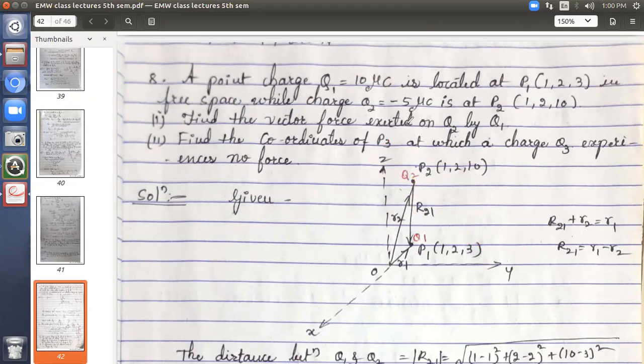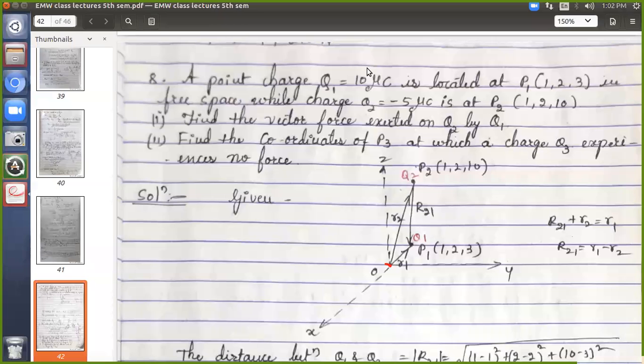Find the vector force exerted on Q2 by Q1. Again, it is simple. F2 we need to calculate. This is the origin point. Check out, charge Q1 is positive. Q1 is positive. If you see the charges, Q1 and Q2, again, they are of two different signs, positive and negative. Depending on that, you just check out the direction.